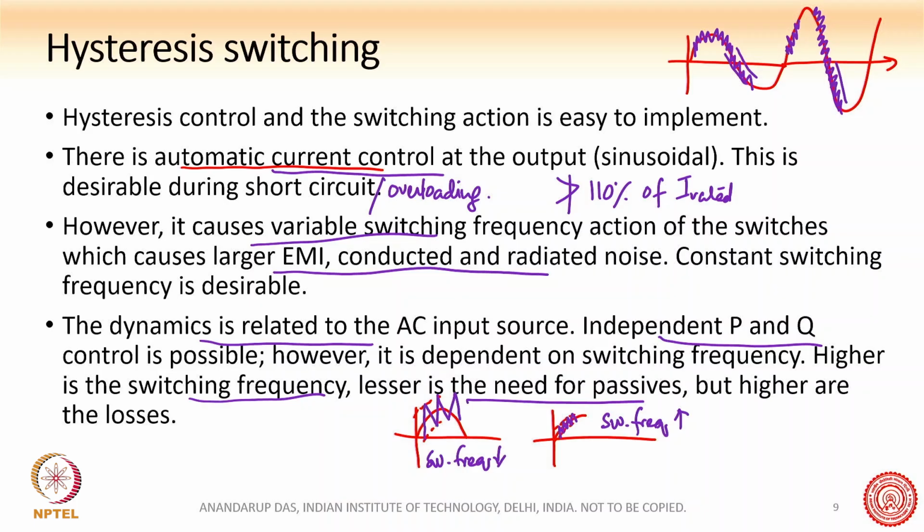On the other hand, if your band is very narrow, you have to increase the switching frequency, and of course then you will have higher losses. Conversely, you can also see what happens if you change the value of inductance. If you have a smaller inductance, this kind of switching will happen.